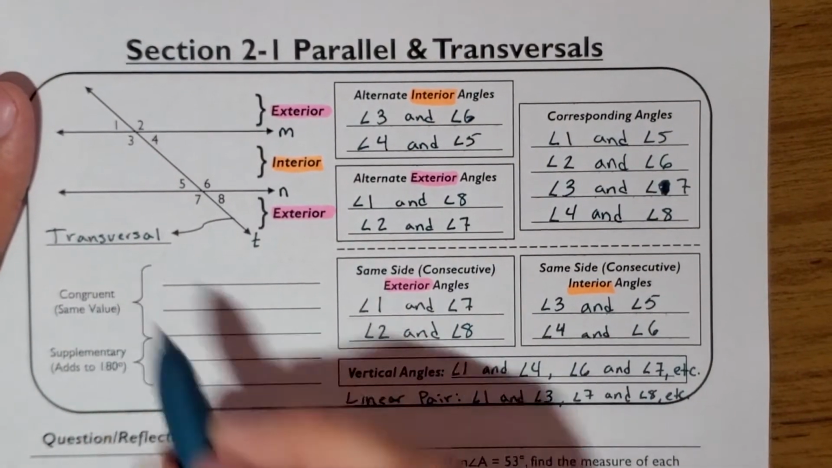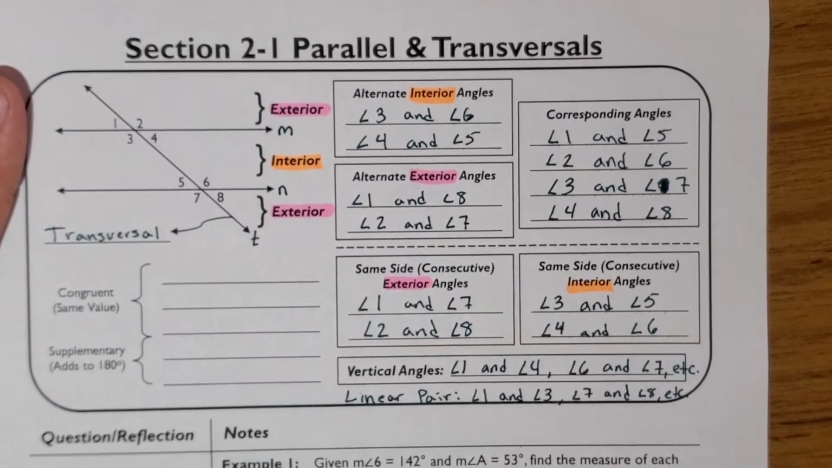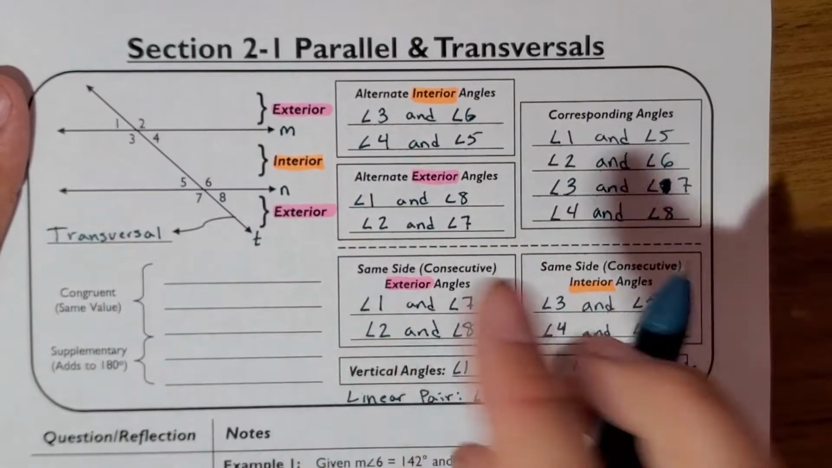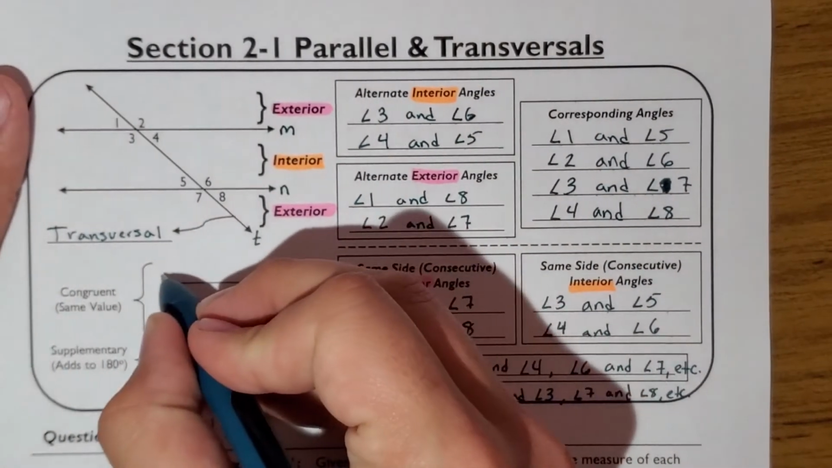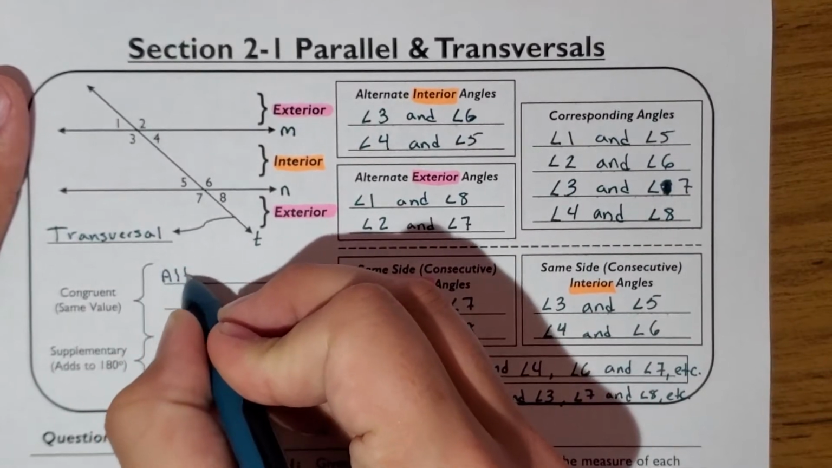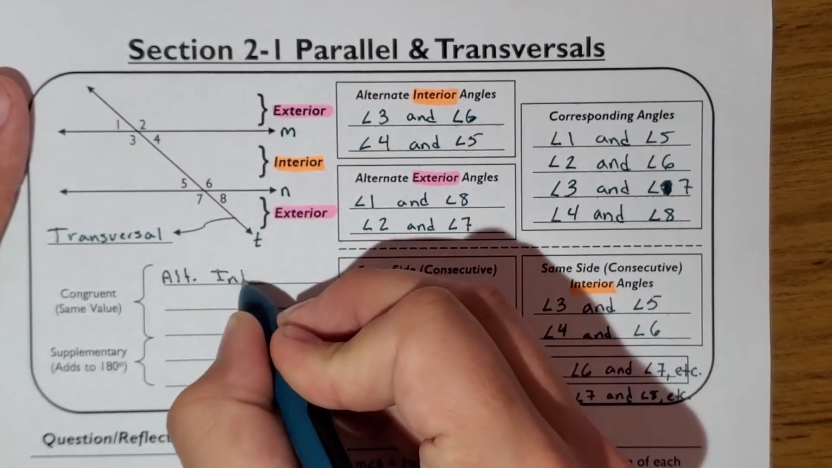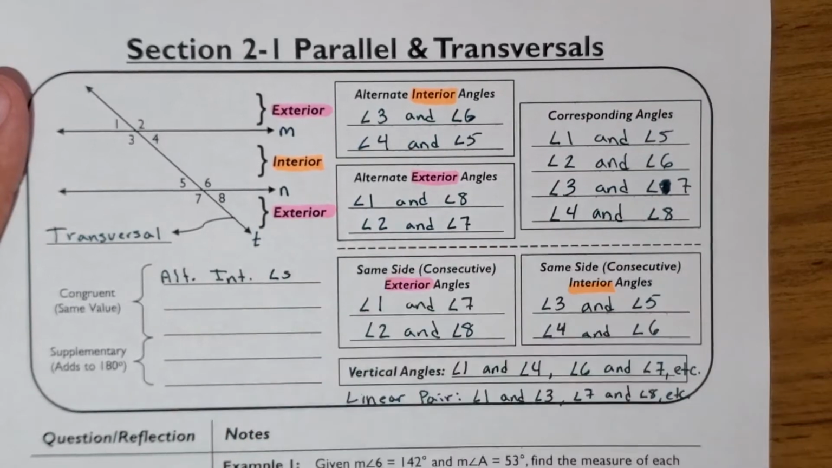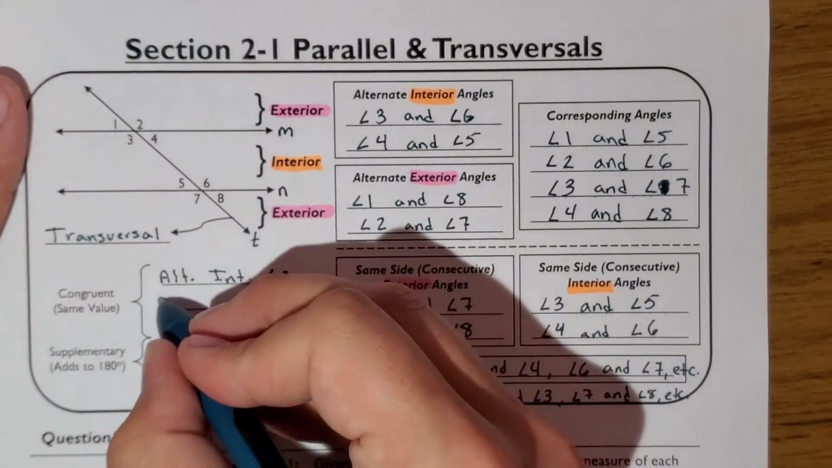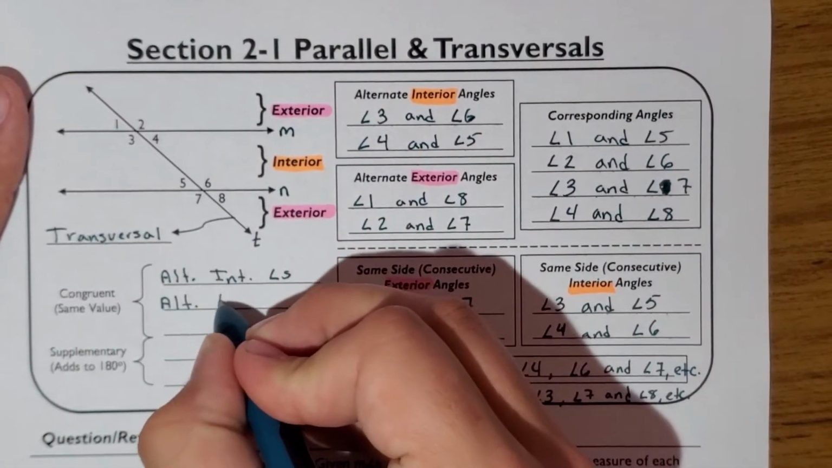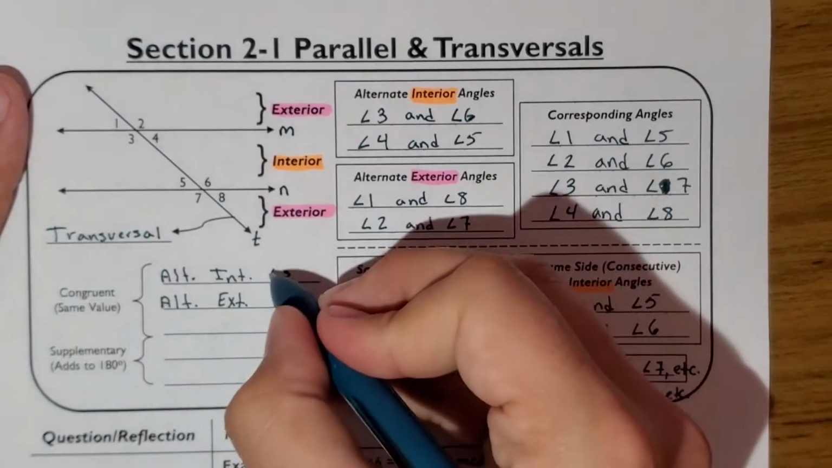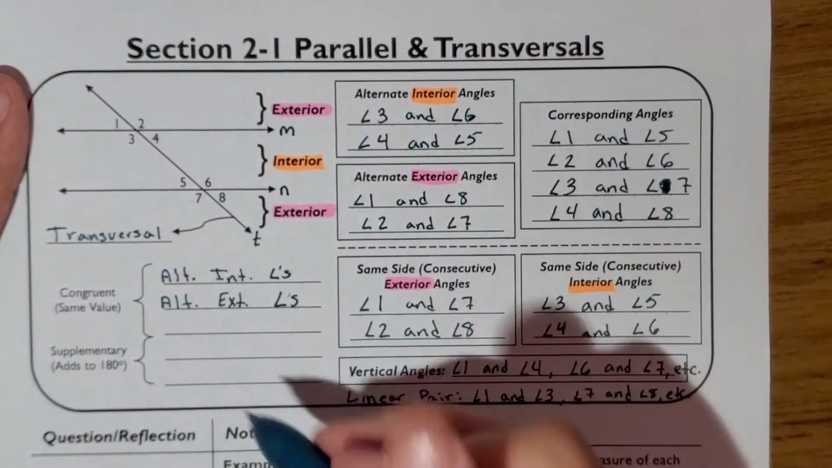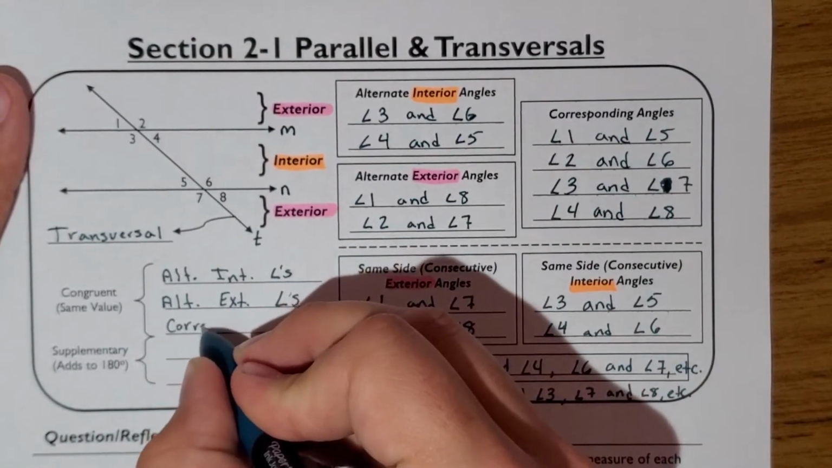The first is that some of these relationships are angles that are congruent to each other. Whenever you have alternate pairs, they are always going to form congruent pairs. So alternate interior angles are going to be congruent to each other, as are alternate exterior angles. Corresponding angles are also going to be congruent.